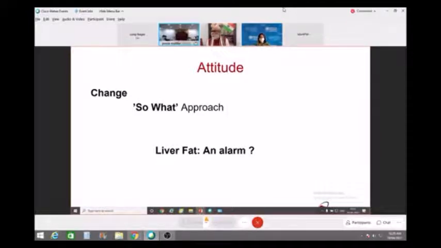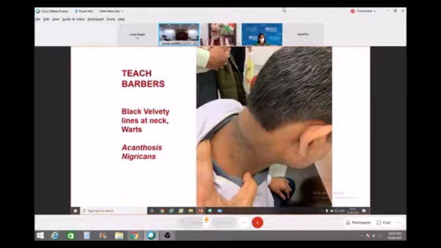Next. We have to teach our barbers. So if somebody has gone for a haircut and you find a black line on the neck, I'm sure with the wide approach of our Minister of State and Minister of Health, if simply this message goes, you will save so many. A black line along with warts means you have metabolic syndrome and you may have fatty liver.